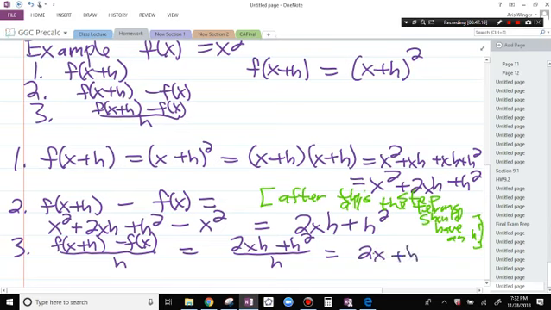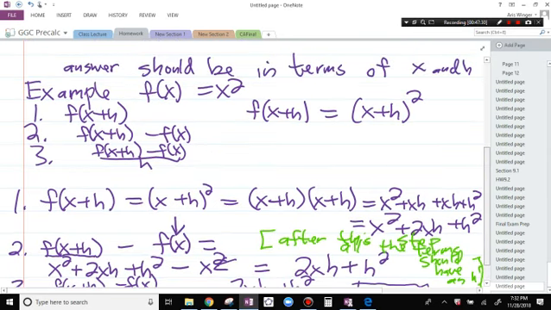How'd you get the x squared? Thank you. How did I get this x squared here? It's the stuff we had from the previous step minus the function, but the function was x squared. Oh, okay.